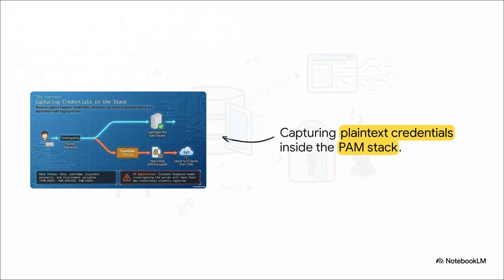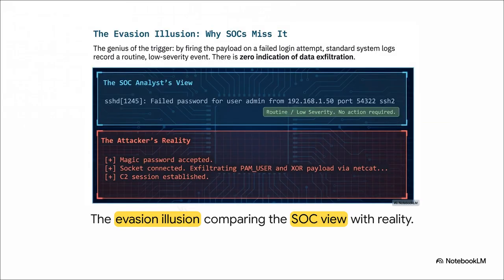And remember, this all happens before the legitimate SSH auth checker even logs the attempt. Think about the implications of that. If an incident response team logs into that server to investigate, their own credentials are going to be silently captured. This graphic perfectly illustrates the absolute genius of firing the payload exclusively on a failed login. On one side, your SOC analyst just sees a routine, low-severity failed password log.